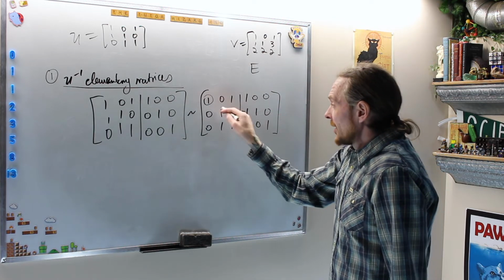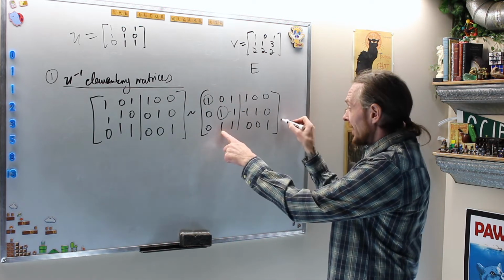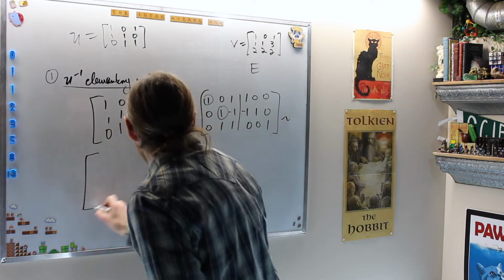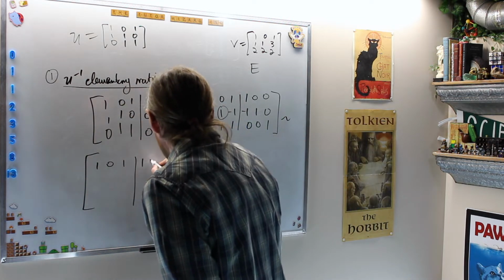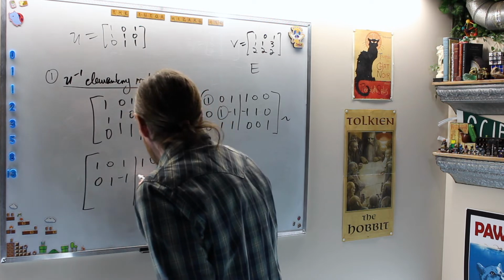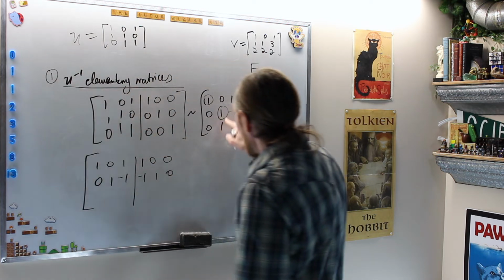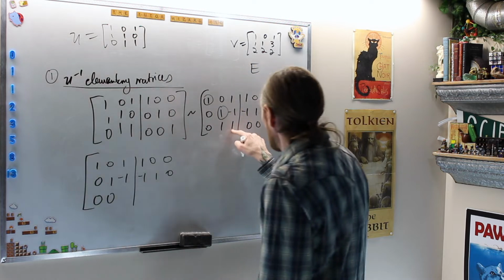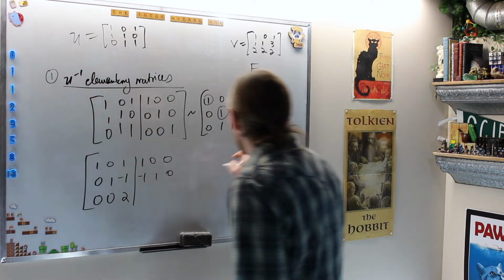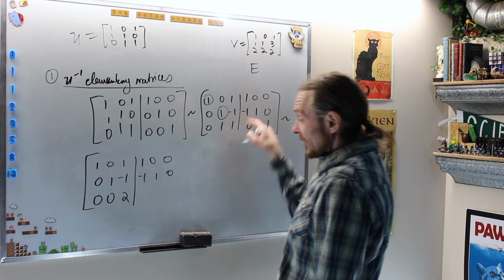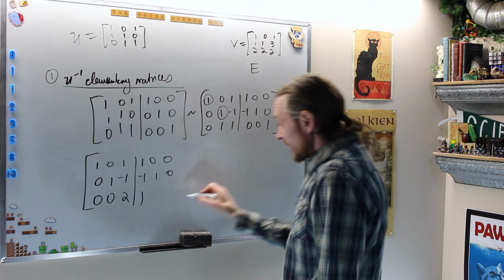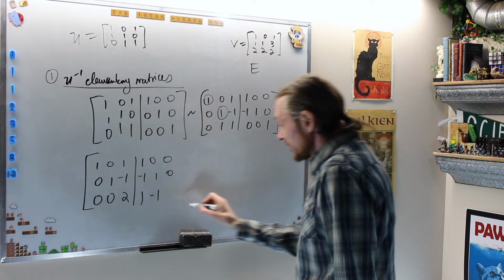Now I have a leading 1 and a leading 1. I've got to get rid of this guy. So 1, 0, 1, 1, 0, 0, 0, 1, minus 1, minus 1, 1, 0. 1 minus 1 is 0. 1 minus minus 1 is 2. 0 minus minus 1 is 1. 0 minus 1 is minus 1. And 1 minus 0 is 1.